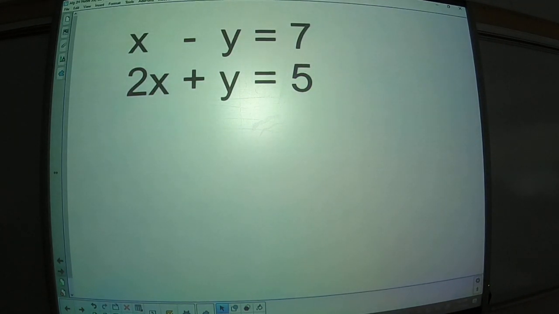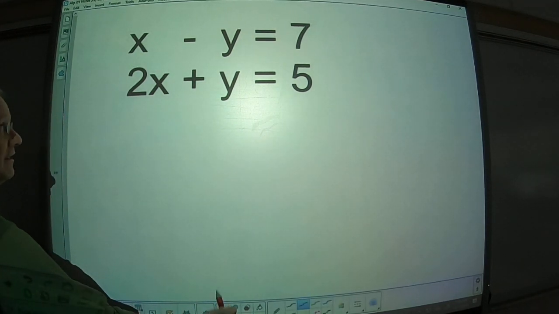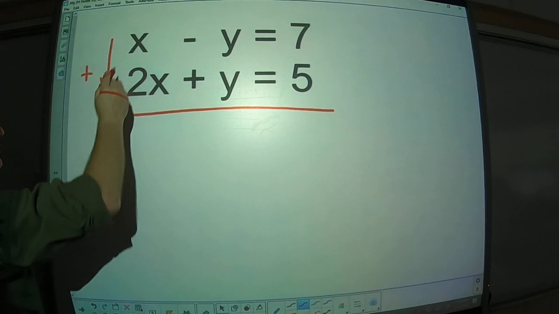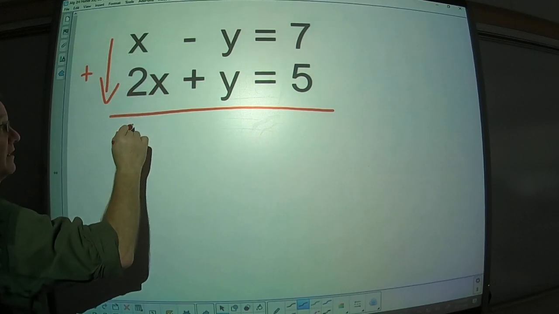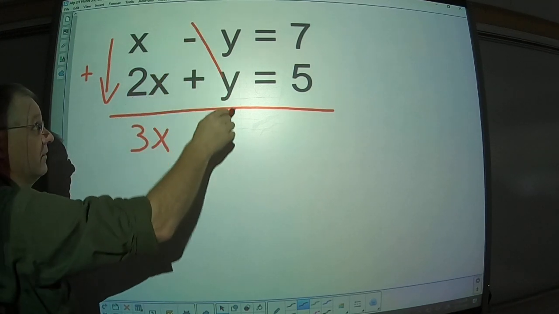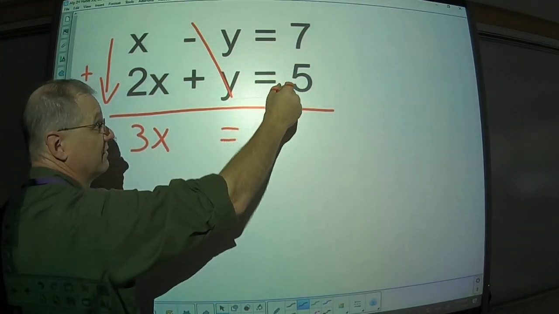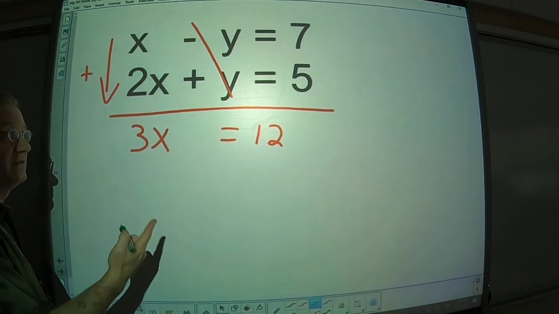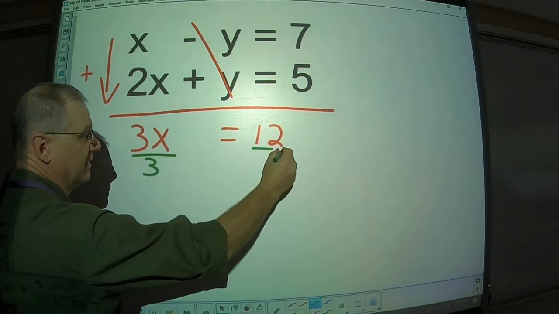Here we go. So when I look at this, I can see right away that negative y and positive y, when we add them together, would cancel out. So I don't have to multiply this one by anything. I can just add straight down this plus this. 1x plus 2x is 3x. Negative 1y and positive 1y cancel out when I add them, and 7 and 5 make 12. Now I can just solve.